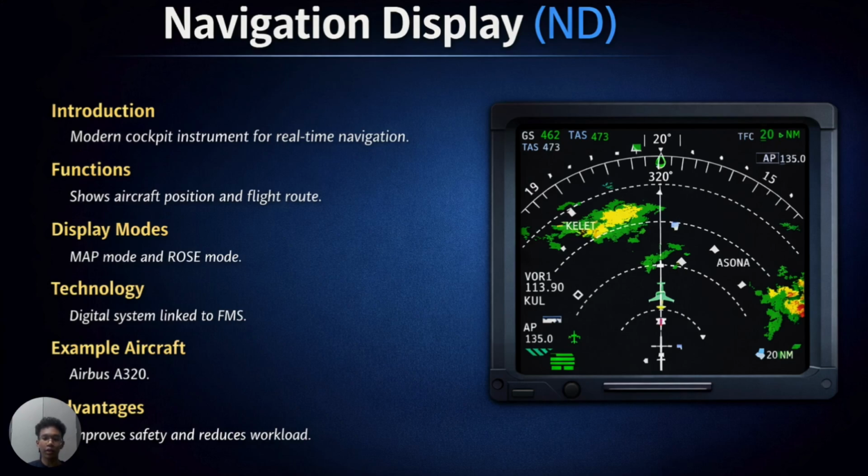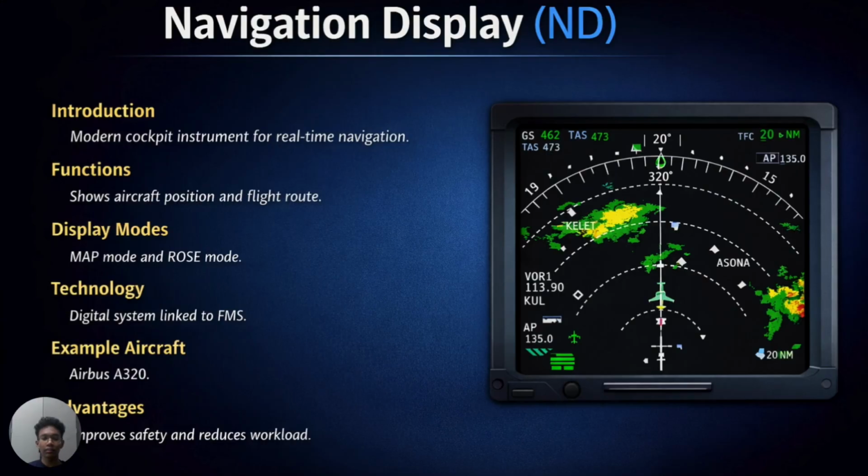I want to explain about the navigation display. The navigation display is a modern cockpit instrument that shows real-time navigation information. The function of the navigation display is to display the aircraft position and flight route. The navigation display has different modes such as map mode and ROSE mode. Those modes help pilots view navigation information in different ways.